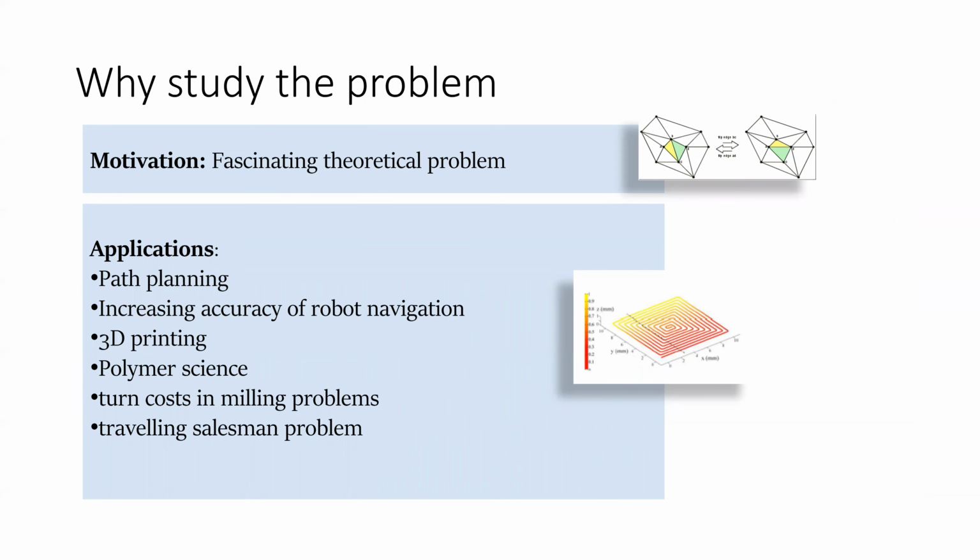So why are we studying this problem? First of all, it is a very fascinating theoretical problem like other reconfiguration problems such as reconfiguring triangulations and dominating sets, etc. But it also has practical applications, for example, in path planning, in additive manufacturing like 3D printing, in robot navigation, in chemistry, in solving traveling salesman problems, and other theoretical problems.